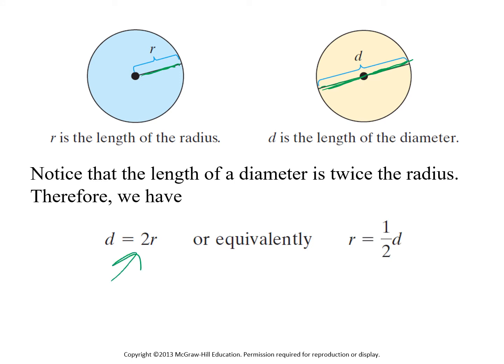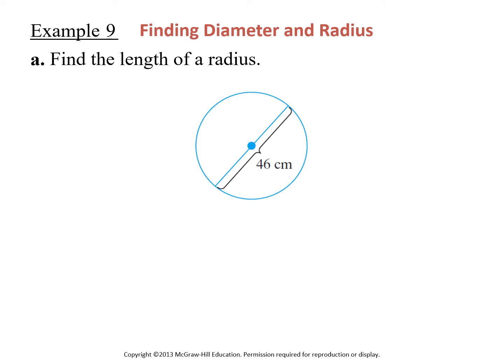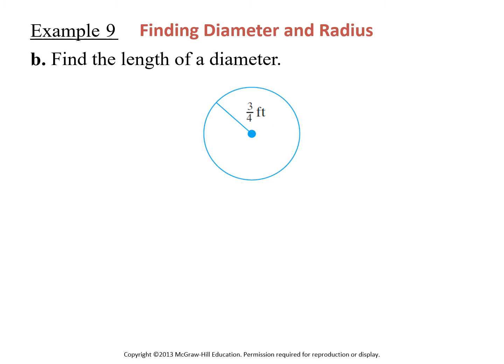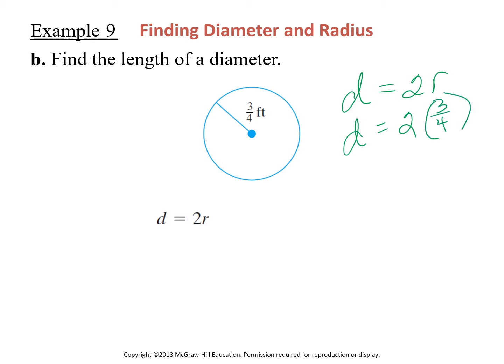So here's a formula: diameter equals 2r, or the radius is 1/2 the diameter. So either of those formulas you can use. So we're asked to find the length of the radius, and we're given the diameter. So the radius is going to be 1/2 times the diameter. 1/2 of 46 is 23 centimeters. If we want the length of the diameter and we're given the length of the radius, the diameter is 2 times the radius, so it's going to be 2 times 3/4 feet. And so it's going to be 3/2 feet.